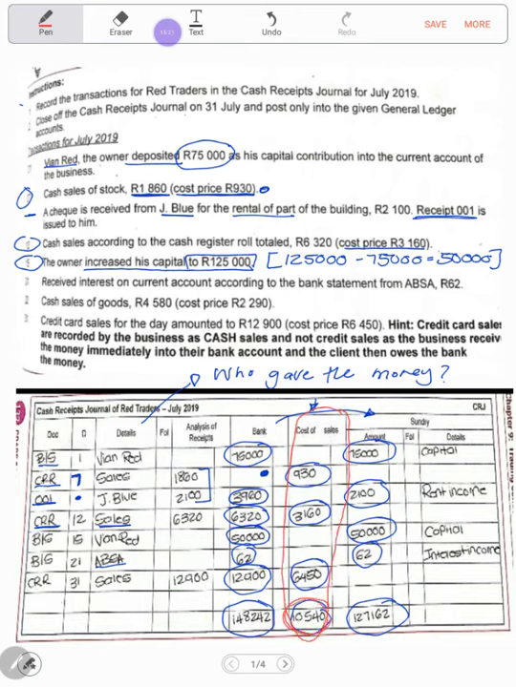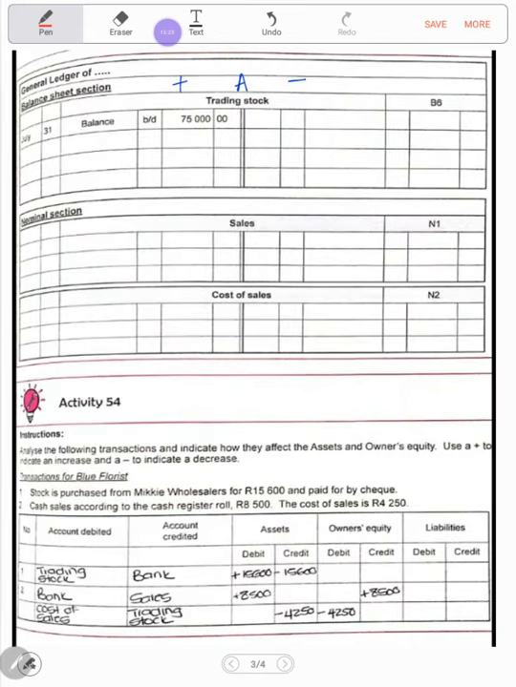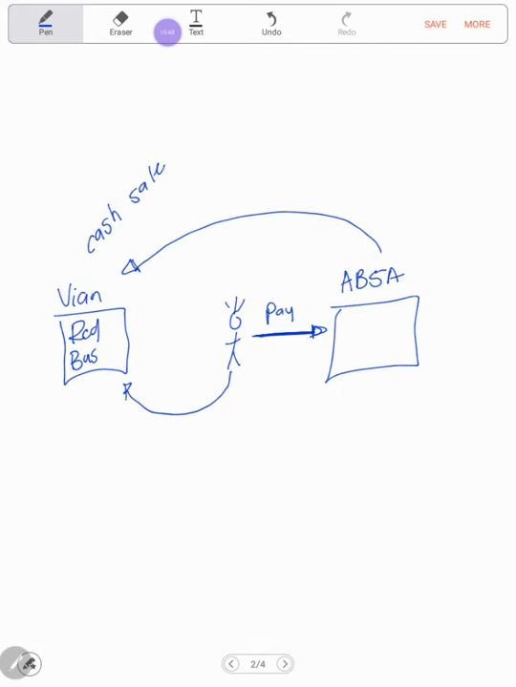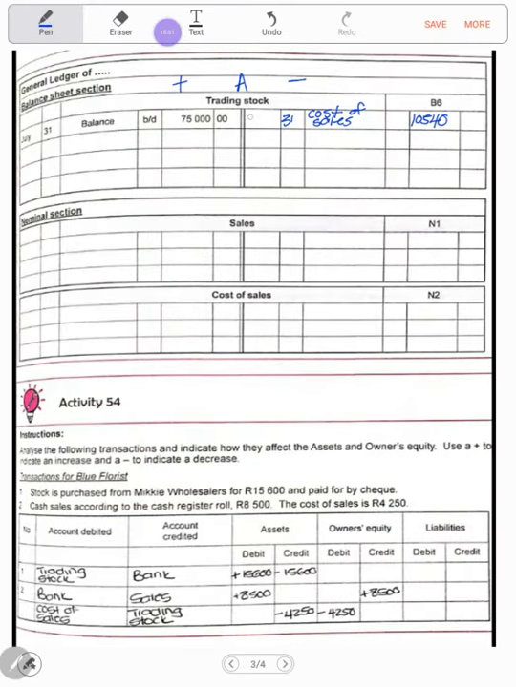And remember, we already added the total up worth 10,540. So we sold stock worth 10,540. It has left the business. Your details will be cost of sales, because you have taken it from the cost of sales column. And remember, if it's taken from a column, you will put the last date of the month, which is the 31st of July.